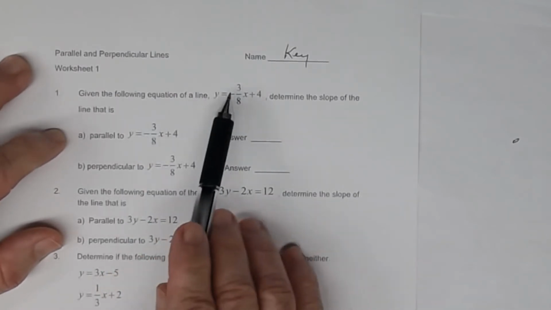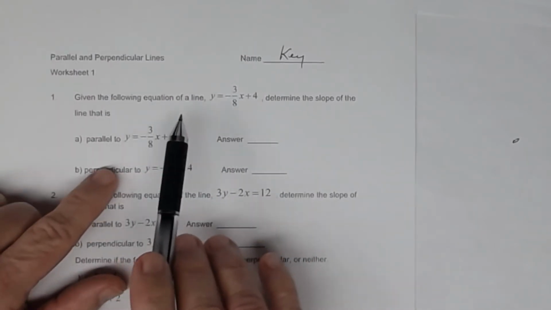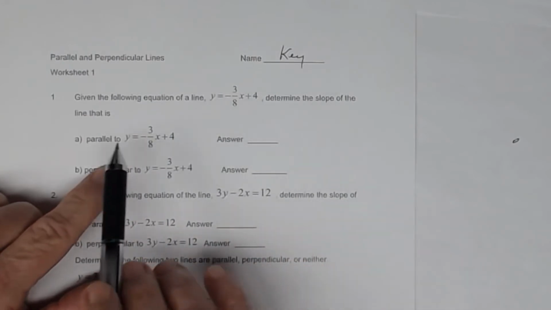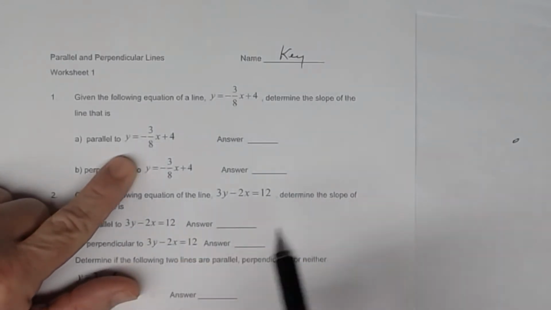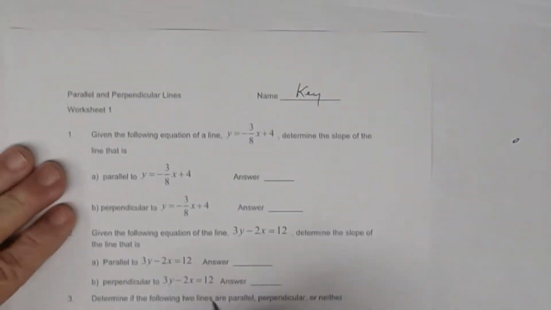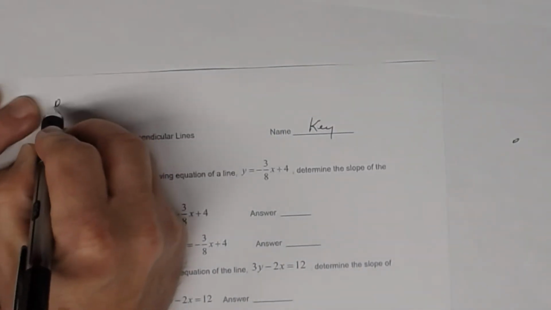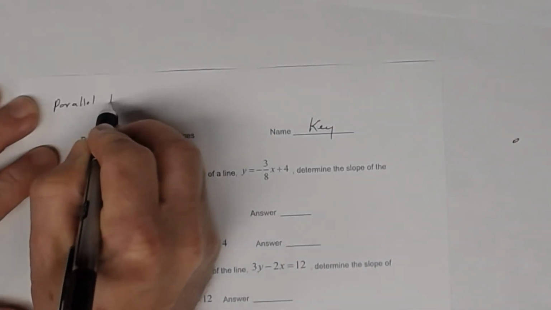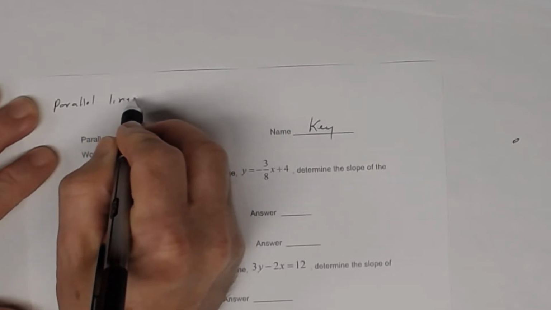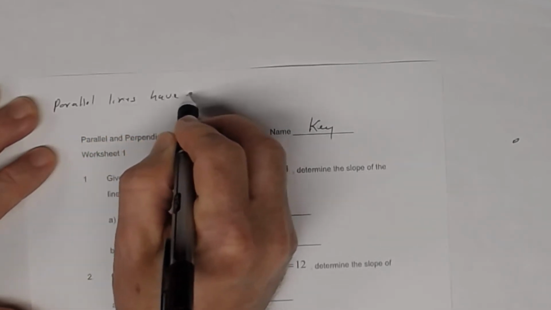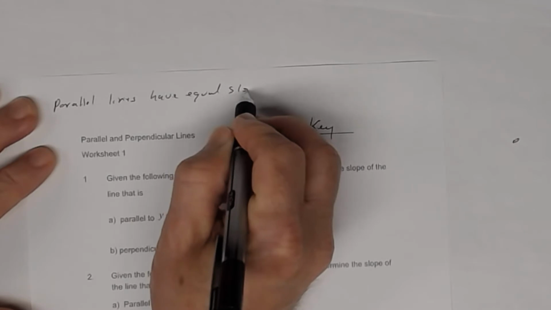So parallel to, now this line is the same as this one. So find the slope of a line that's parallel to this one. Well, remember, parallel lines have the same slope, right? So that's one of the things you have to remember. Parallel lines have equal slopes.